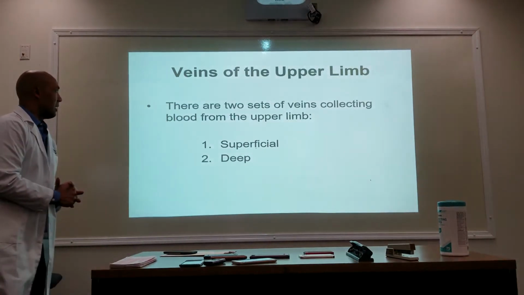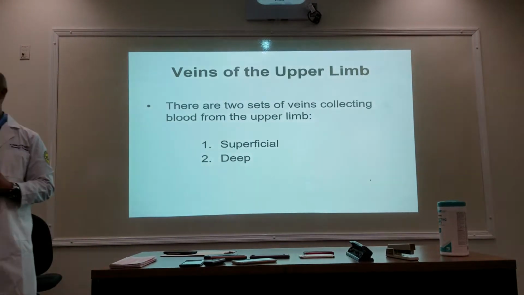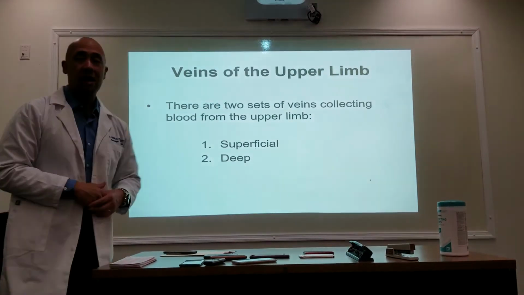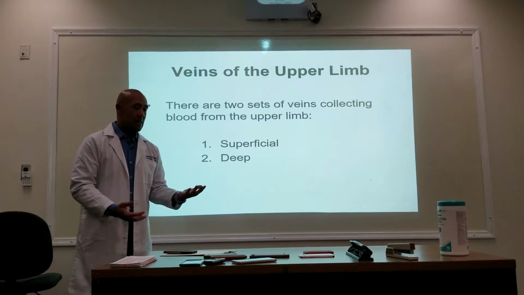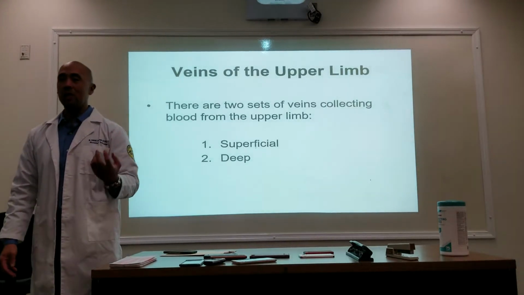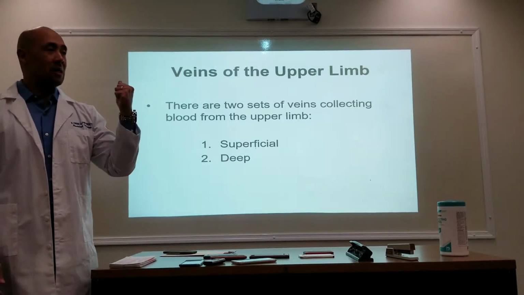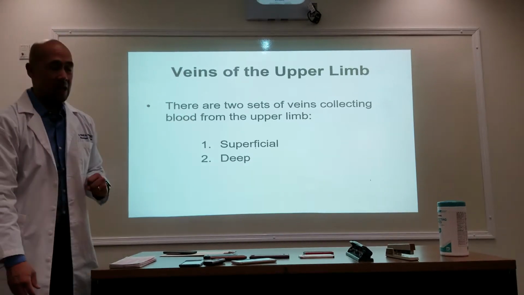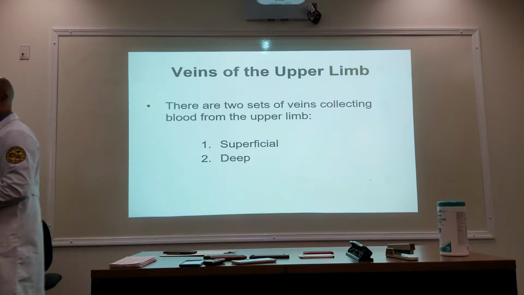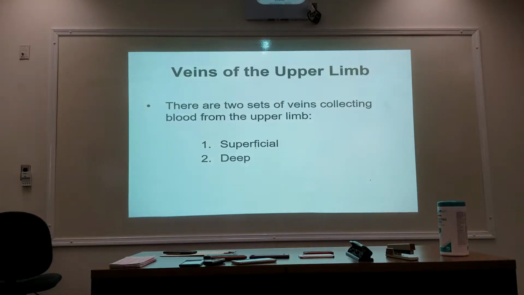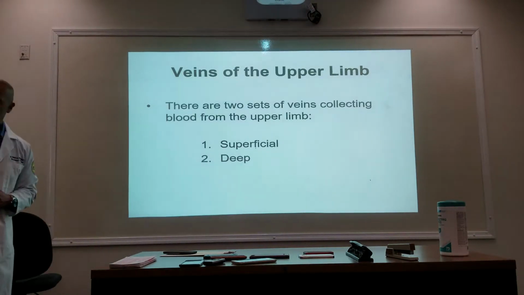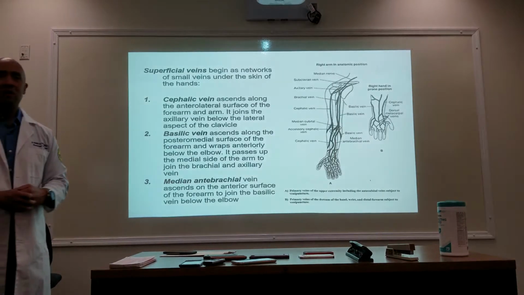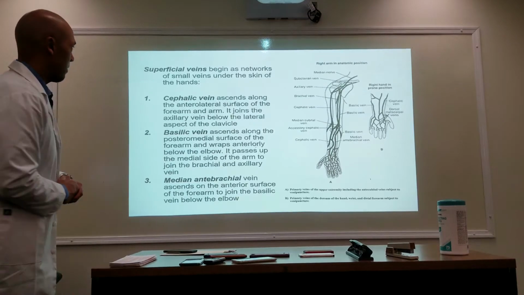Okay. Veins of the upper limb. So let's talk about the upper limb again. Our scope of practice, technologists, is venipuncture only. First of all, when we do a stick, it's vein. Second is upper extremity. So we're going to study the anatomy of the upper arm. There are 2 sets of veins collecting blood from the upper limb. One is superficial, the other ones are deep. The superficial veins are the ones that we're going to be working with.